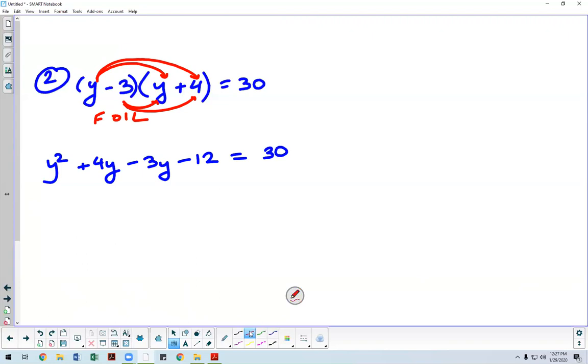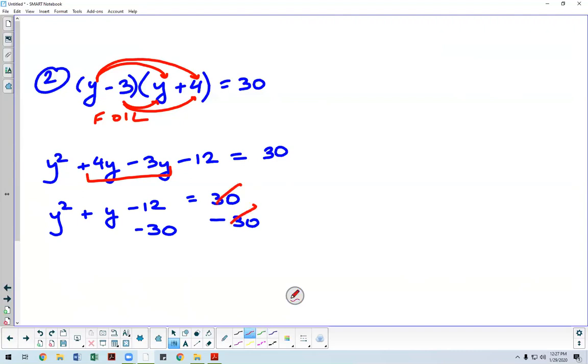Now again, you should notice that these two are like terms. They are y and y, so we can combine these together. y squared. What's positive 4 minus 3? Just y, 1y. So positive y minus 12. And then we can bring this 30 also, so you can subtract that 30, because we always want to have 0 on the right-hand side when we are solving these equations.